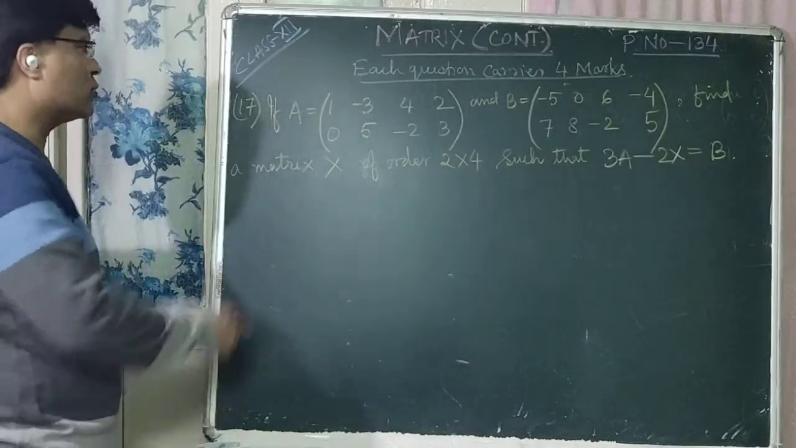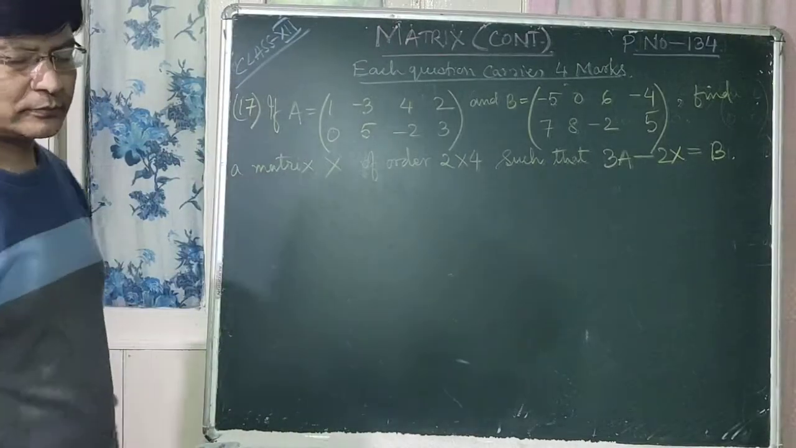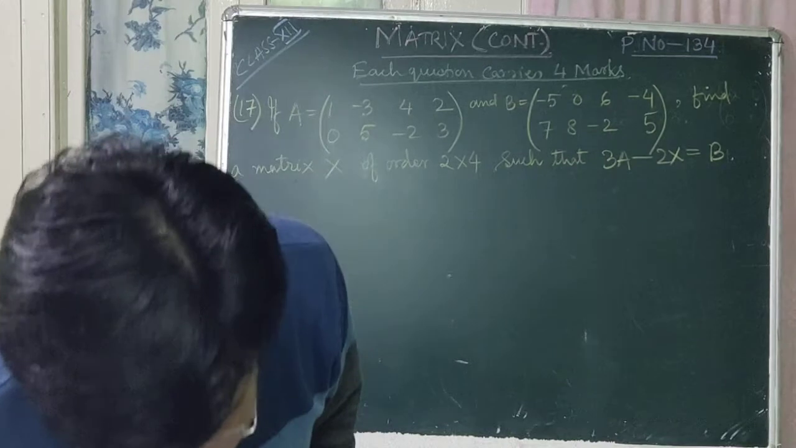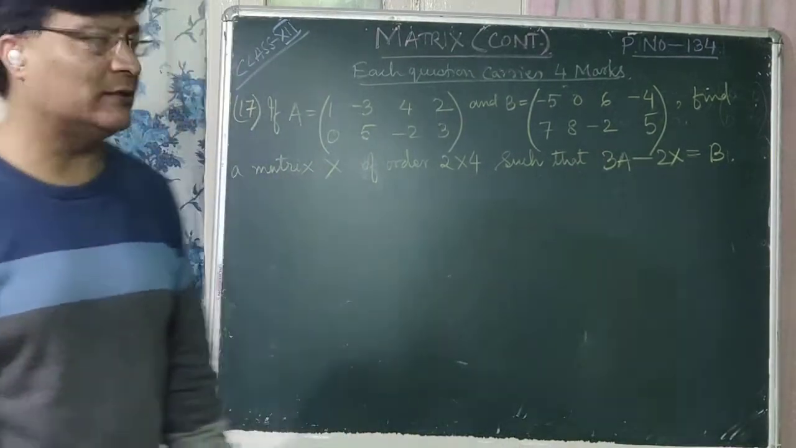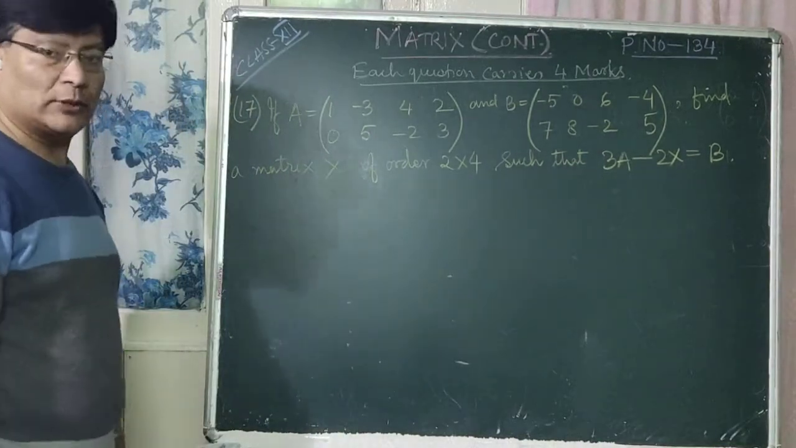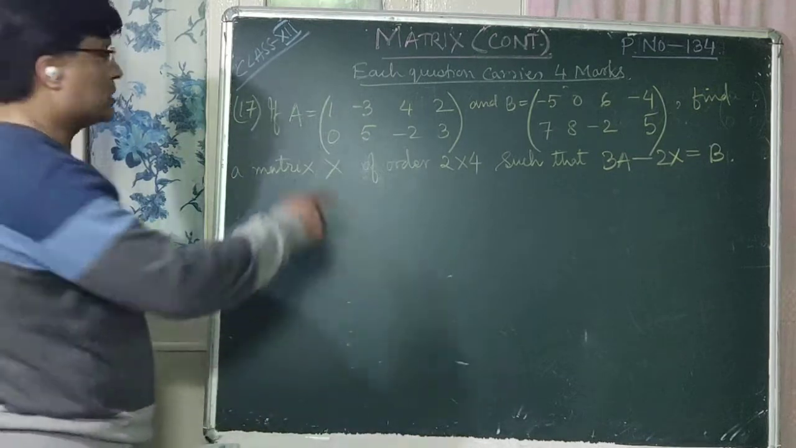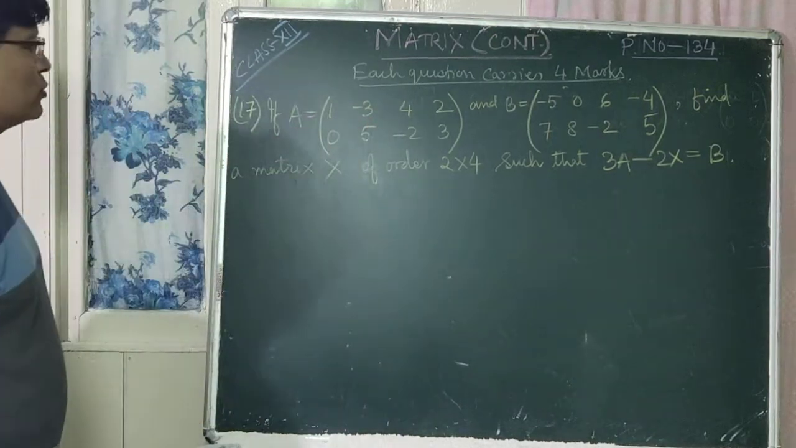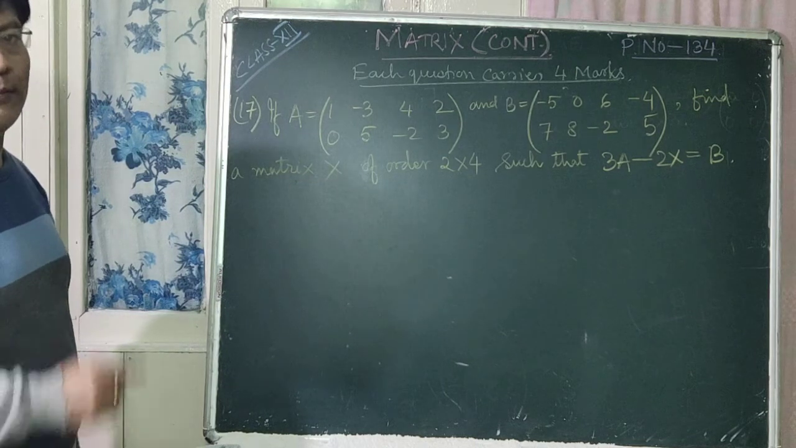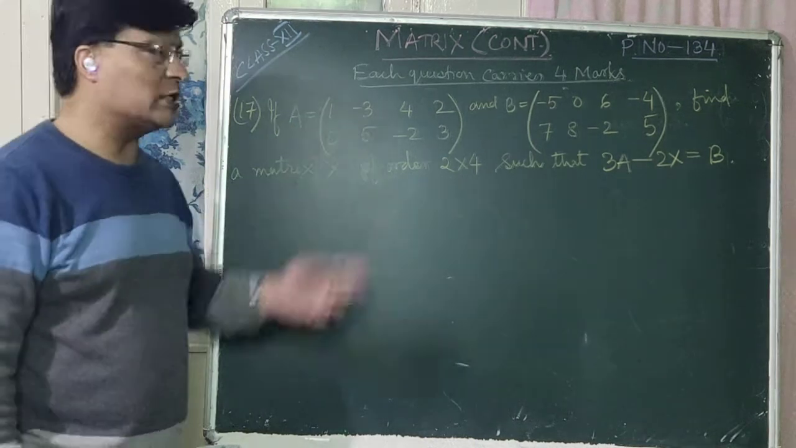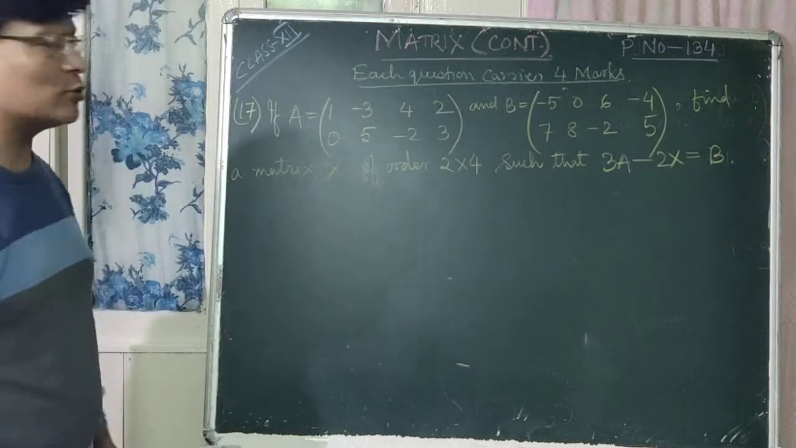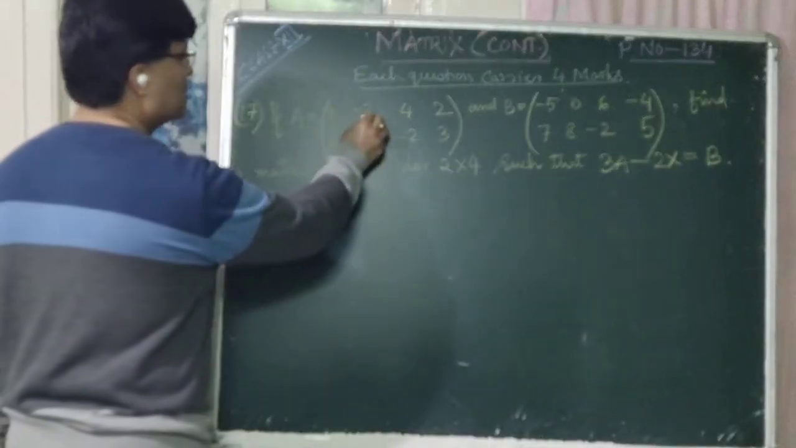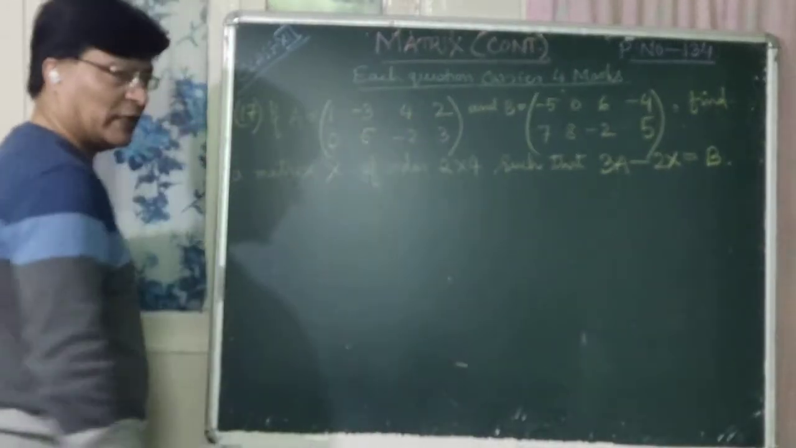Okay, the question is question number 17. In the last online class we did question number 16. Now question number 17 is, if A is equal to, this is a 2 cross 4 matrix. This matrix is of order 2 cross 4, that means 2 rows and 4 columns: 1, minus 3, 4, 2, 0, 5, minus 2 and 3.